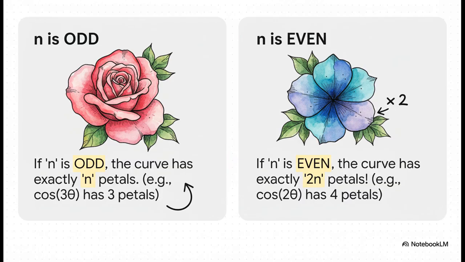This is just so cool. If n is an odd number, like 3, 5, or 7, you get exactly that many petals. Simple as that. But, and this is the tricky part, if n is an even number, like 2, 4, or 6, the number of petals doubles. So r equals cosine of 2 theta doesn't give you 2 petals, it gives you 4. That is the one counterintuitive rule you just have to burn into your memory.